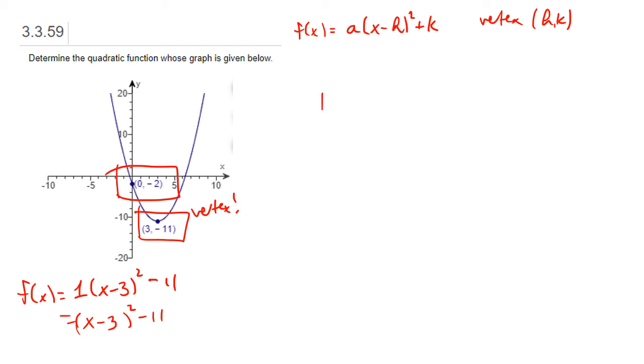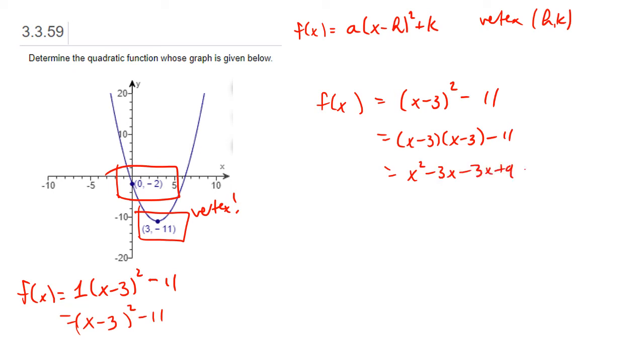So if we were required to give this in standard form, we'd say, okay, fine. If I expand out x minus 3 squared, that's going to be x minus 3 times x minus 3. I FOIL this, we get x squared minus 3x plus 9, and I still have the minus 11 hanging off at the end.